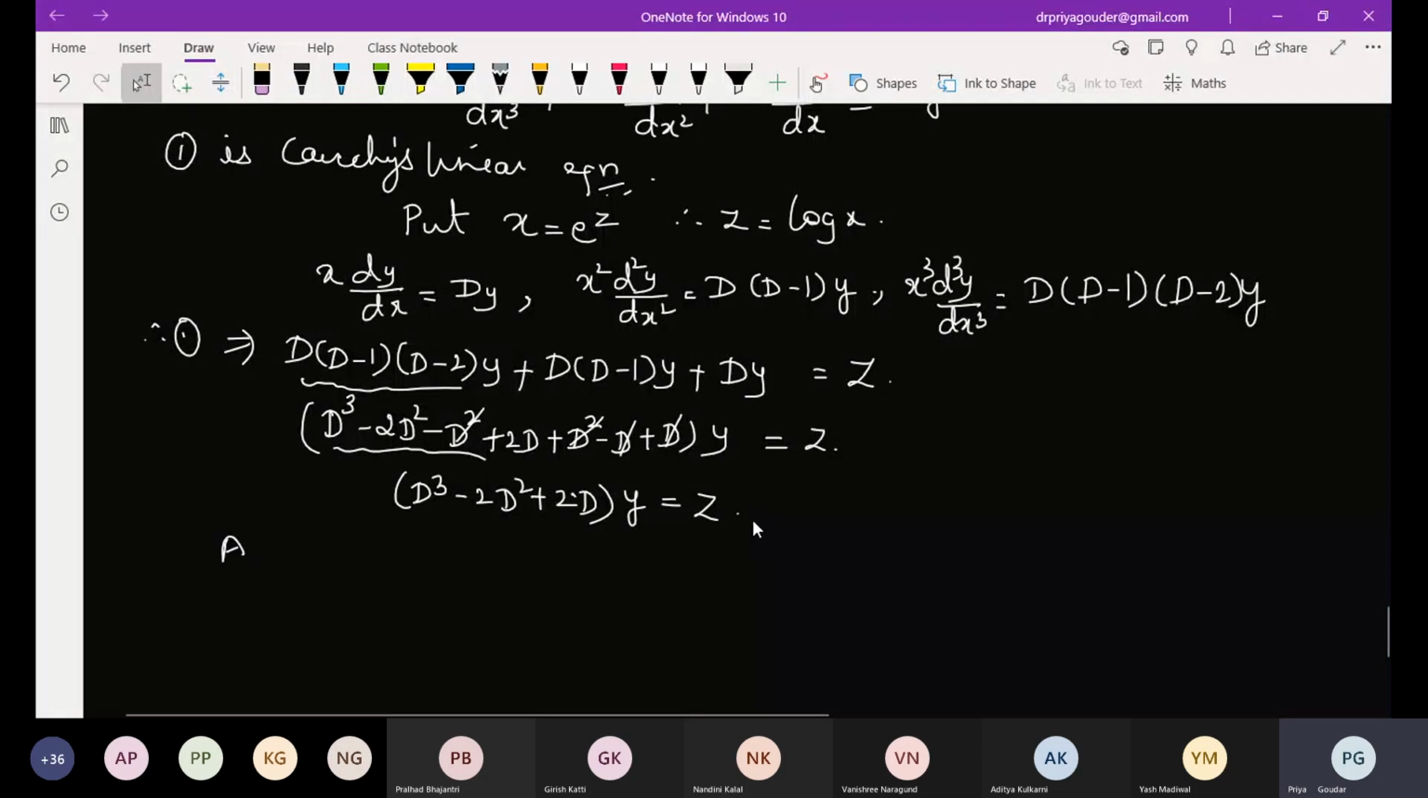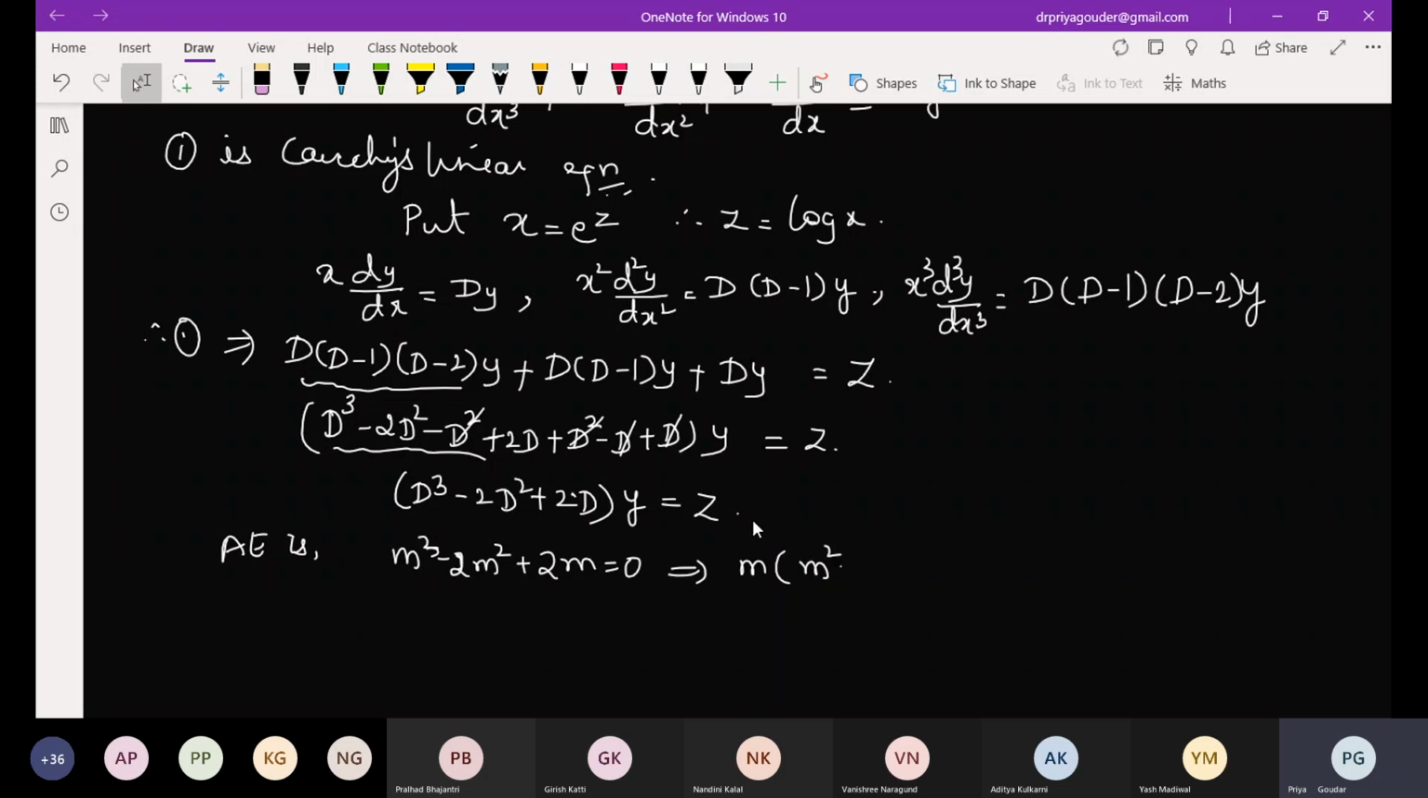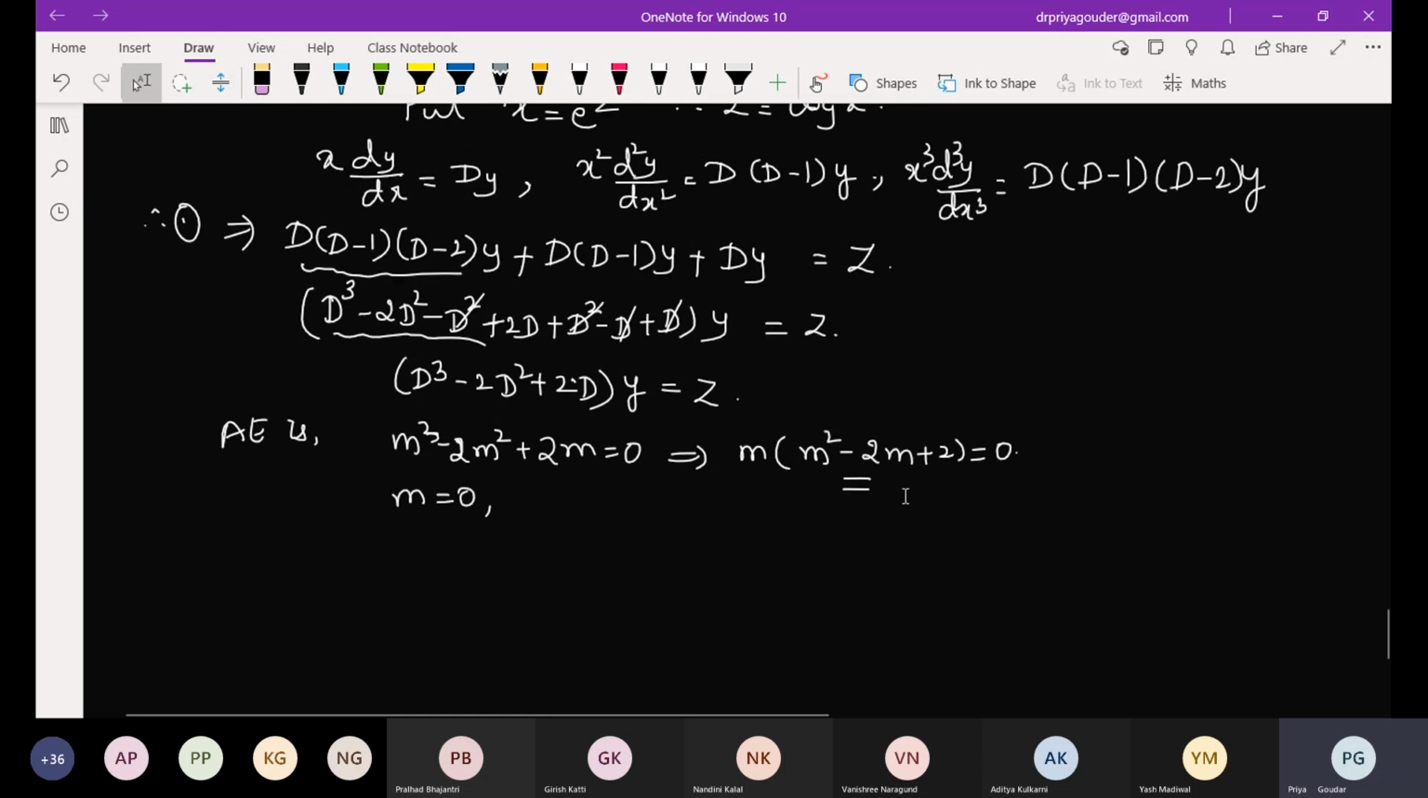Now write the auxiliary equation. M cube minus 2m square plus 2m is equal to 0. How can we simplify in the best way? Take m common: m into m square minus 2m plus 2. So m is 0. I think we have solved a similar example just now, in the previous one. Or else solve it in the calculator and tell me the roots. What are the roots for m square minus 2m plus 2? 1 plus or minus i.